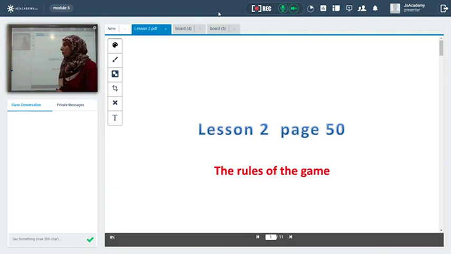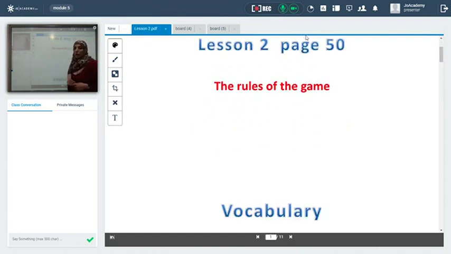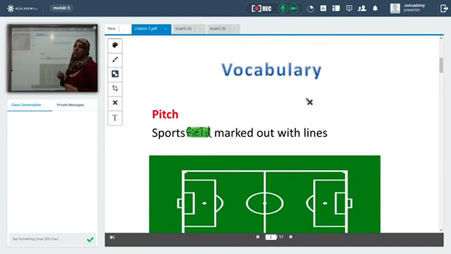Today, we are going to start studying Lesson 2 in Module 5, that is page 50, the rules of the game. We are going to start with the vocabulary. So let's begin.